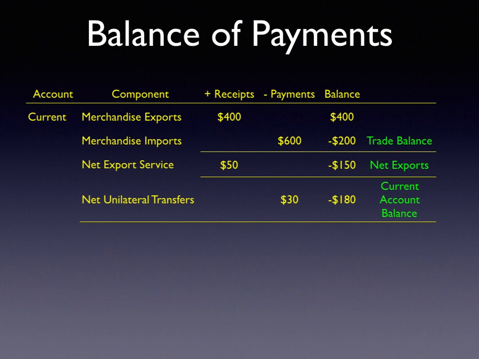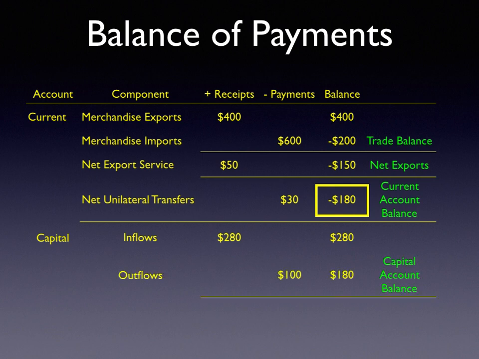How does that reconcile against the capital account? Well, the capital account, if we had 280 of inflows and 100 in outflows, our capital account balance would actually be that same number. So we've got minus 180 against 180. And the way we confirm that is we add up these columns. All the receipts have to equal all of the payments from both of those accounts. So the overall balance of payments is going to end up being 0.